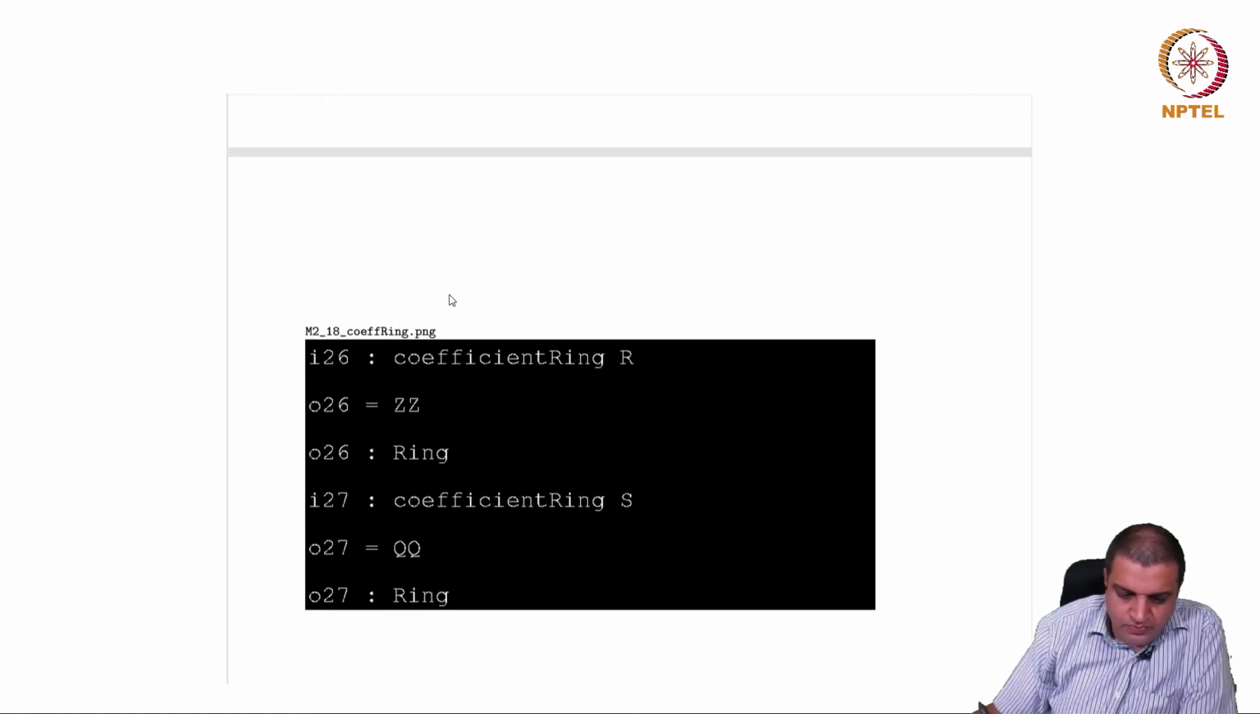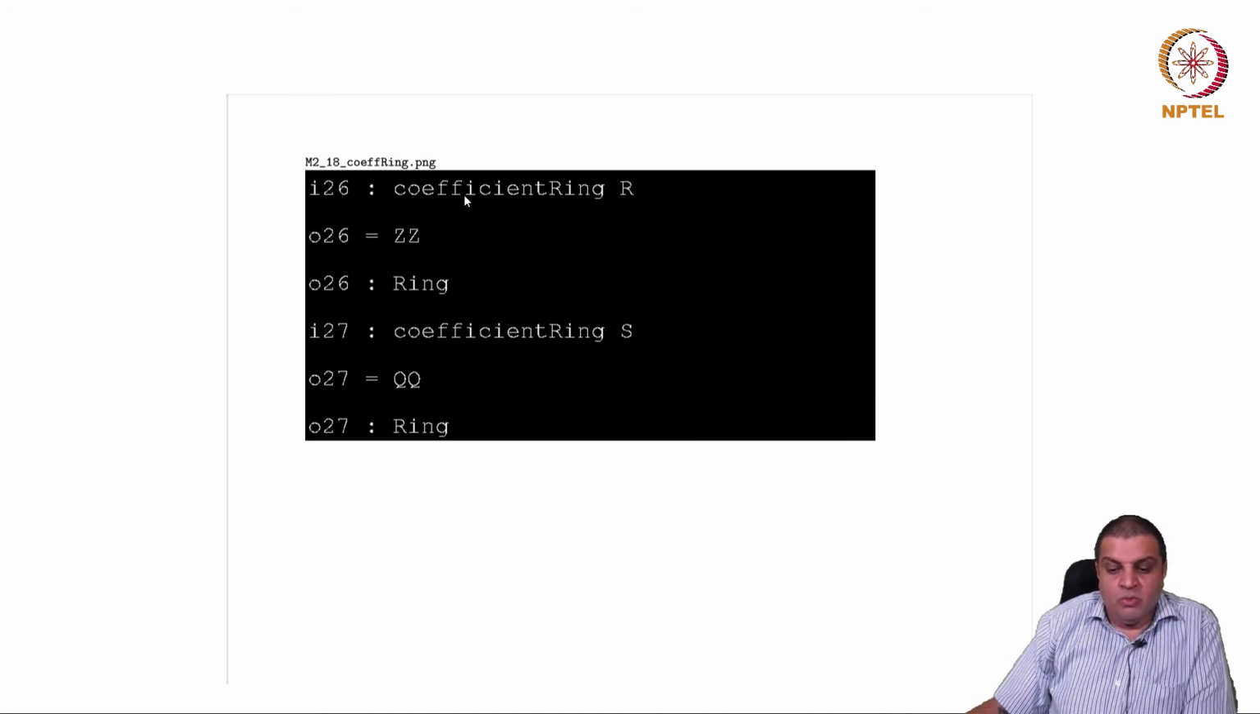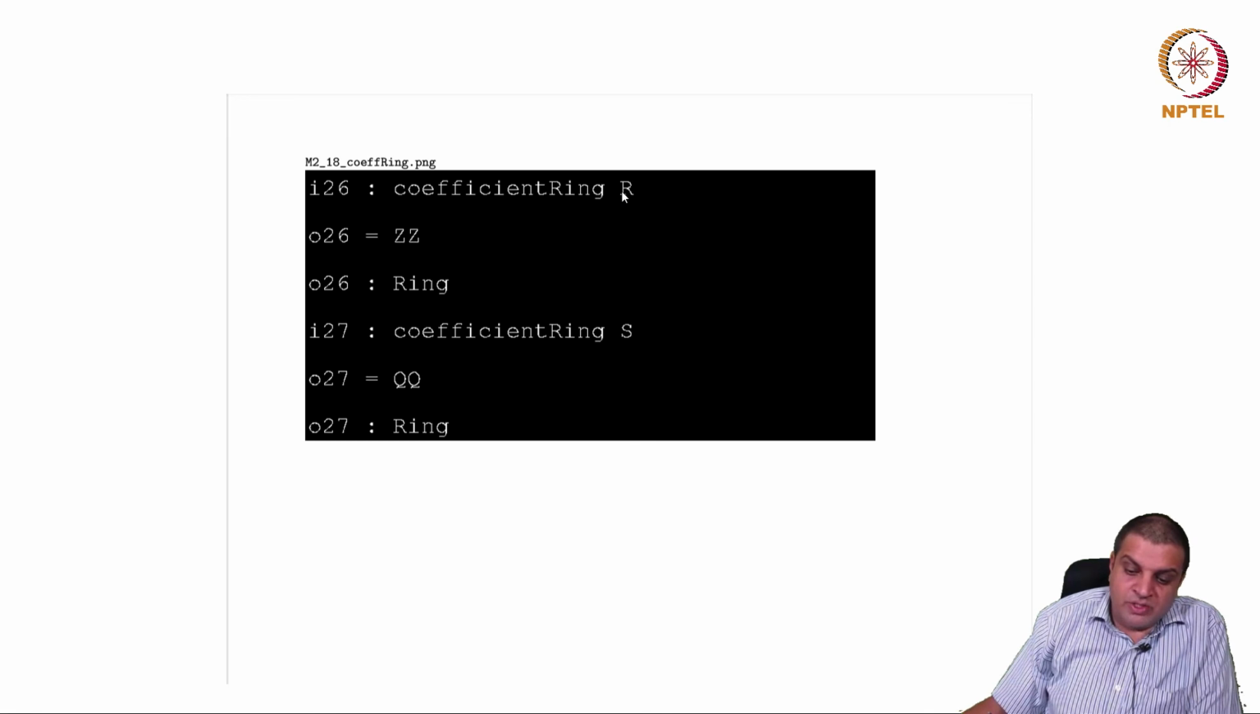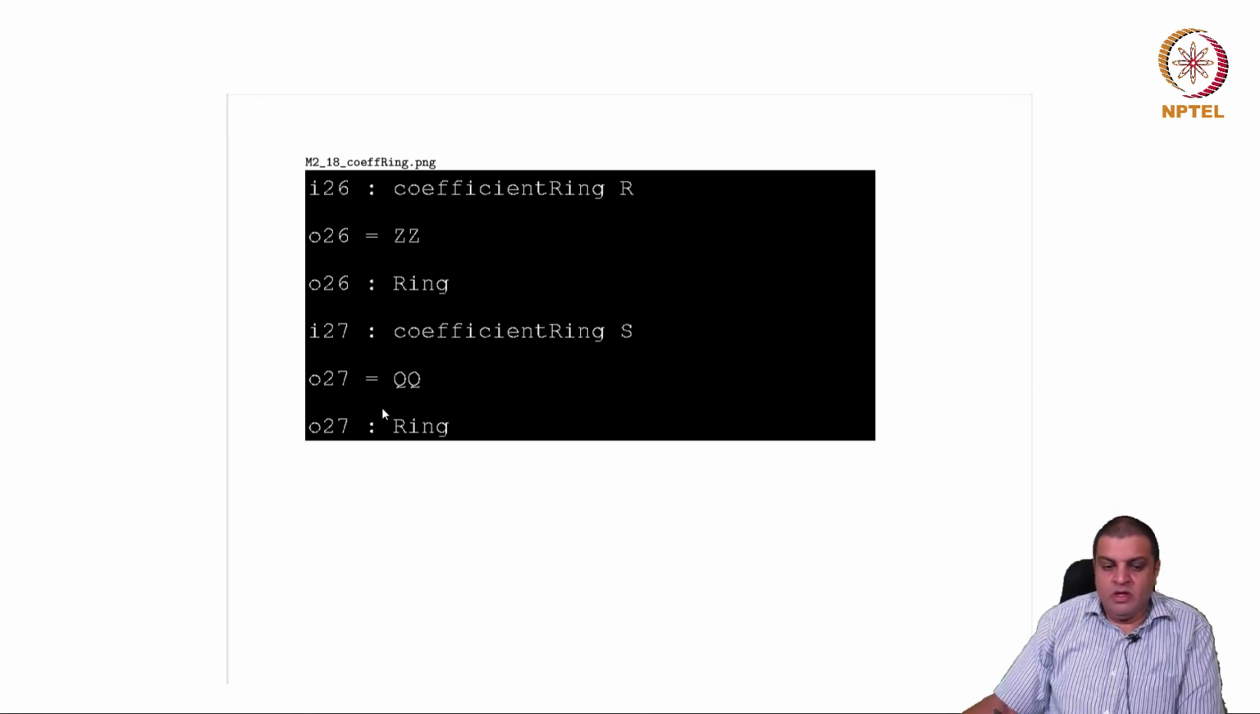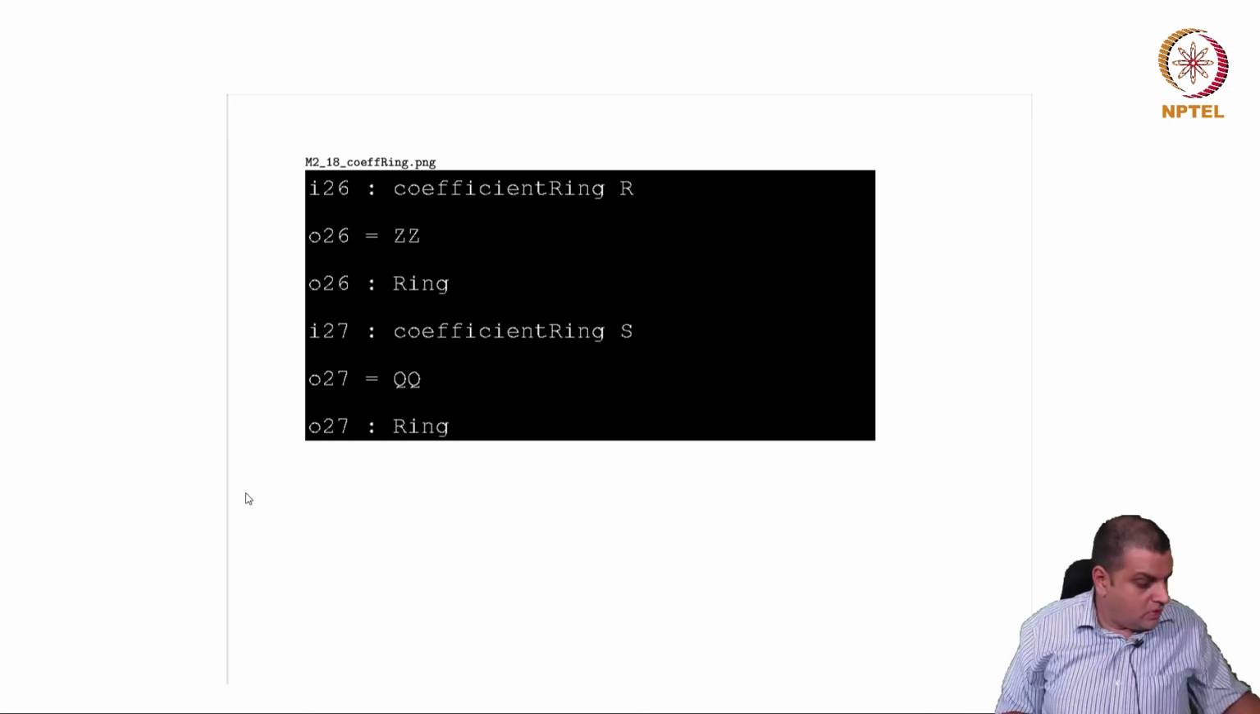Okay. We can ask where the coefficients of these rings come from. Remember, R was a polynomial ring in x and y over Z, the integers. S was a polynomial ring in x and y over the rationals. So if you ask for the coefficient ring of R, one would get Z, and it's a ring, and the coefficient ring of S is Q, and that is a ring. Okay. So this is the end of the first lecture.